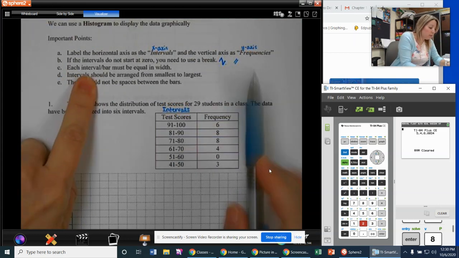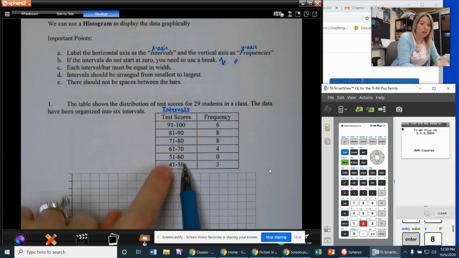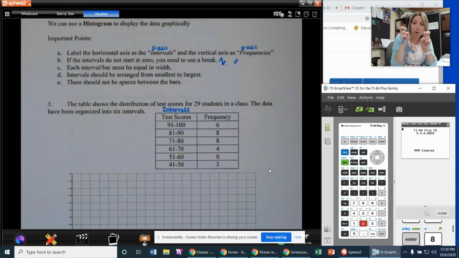Now, because each of the intervals is technically the same width, because it's allowing the same number of things in it, that means that each bar representing that interval has to be the same width. So if you choose to have your bars 2 wide, then all of them need to be 2 wide. If you choose to have them 1 wide, then all of them need to be 1 wide. But whatever you choose for that, it has to continue throughout.